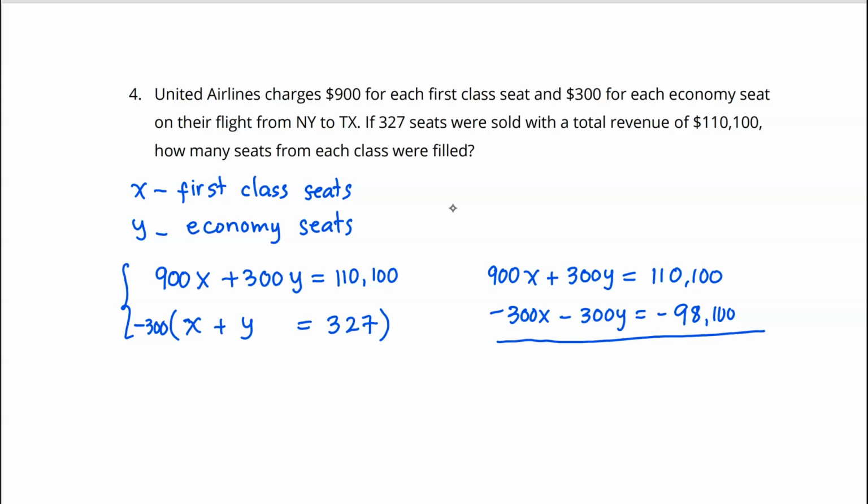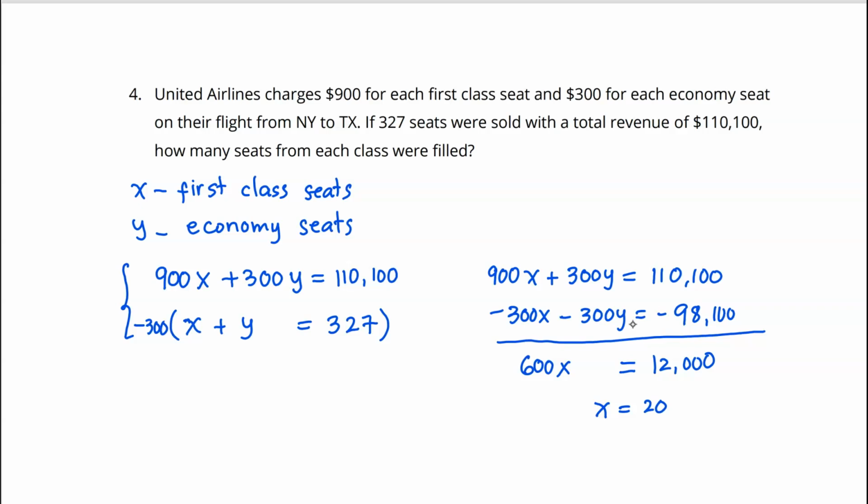Then you add the two equations. Adding the two equations, you have 900x plus negative 300x is 600x, and the y cancels out, and that is equal to 110,100 minus 98,100, which is 12,000. And then divide both sides by 600, you get x equals 20. So 20 first-class seats were sold.